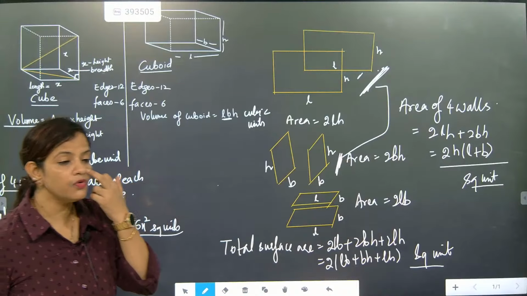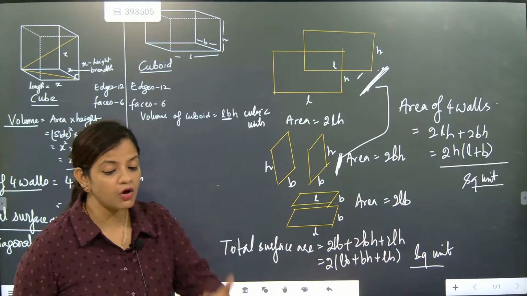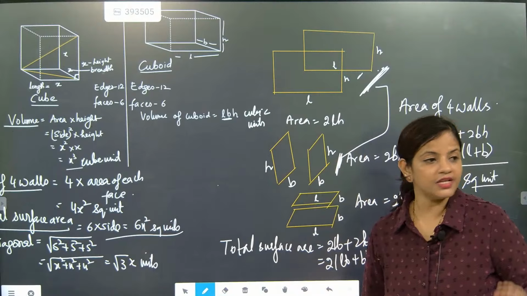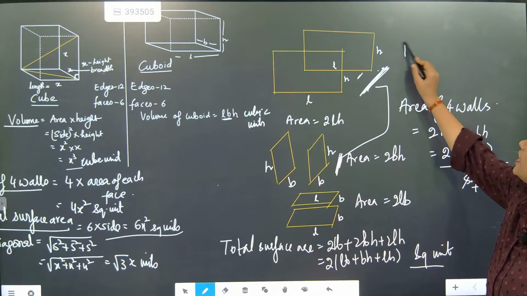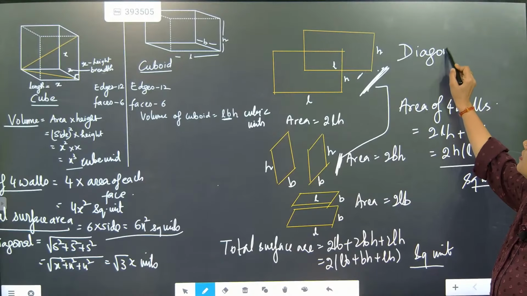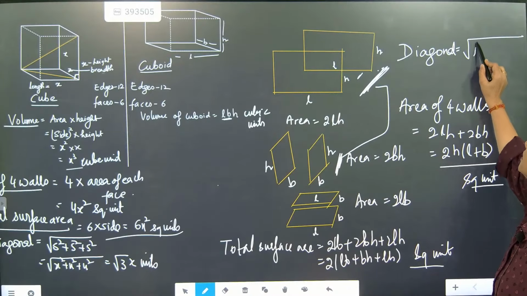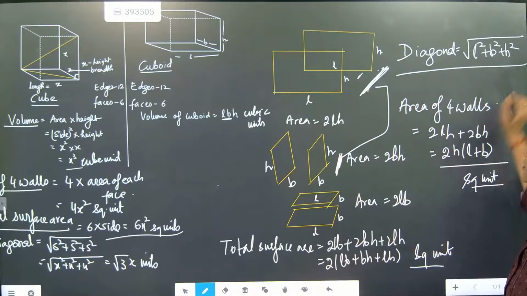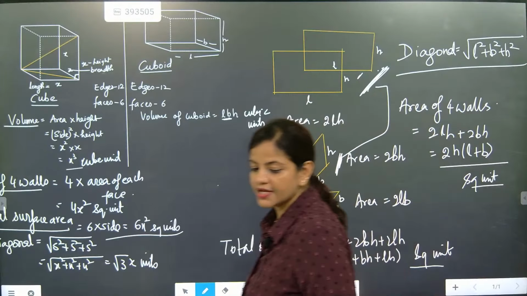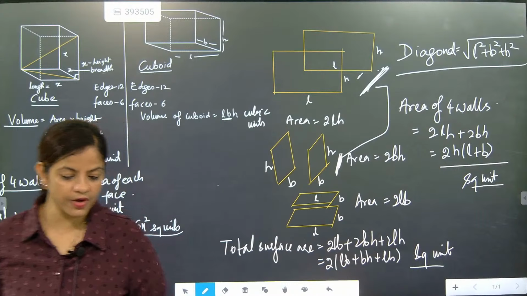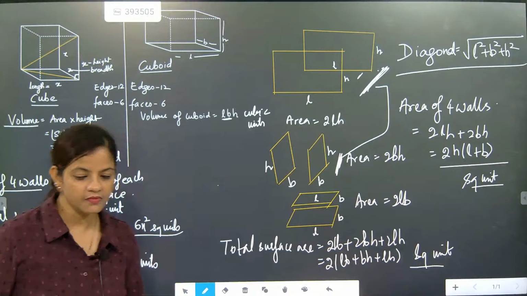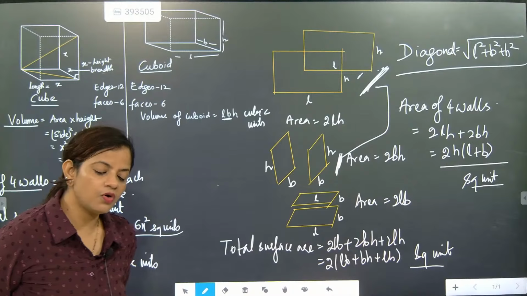Now we are going to go with the second one. So what is the diagonal of a cuboid? If somebody asks you the diagonal of a cuboid, then directly we can go with the formula: diagonal is equal to root under L square plus B square plus H square. Don't do anything else. Diagonal will be coming as root of L square plus B square plus H square.